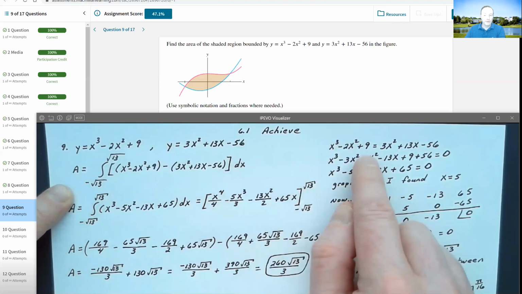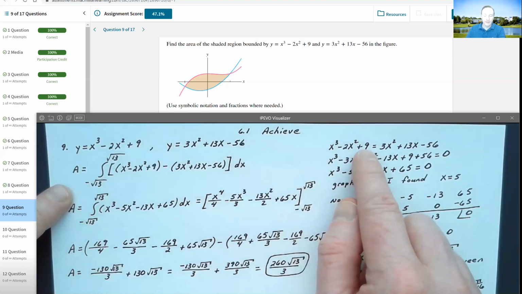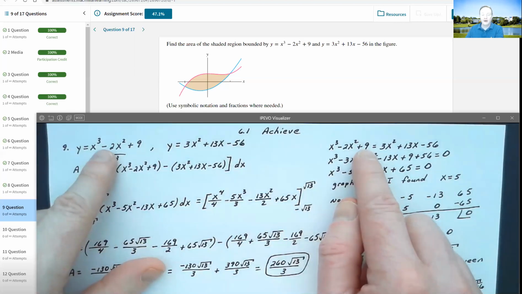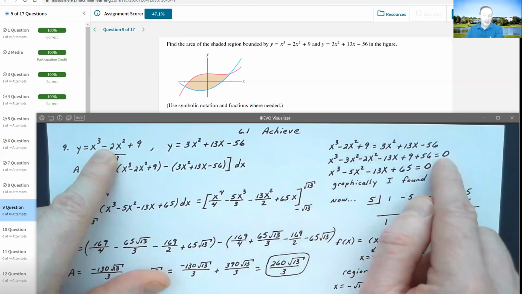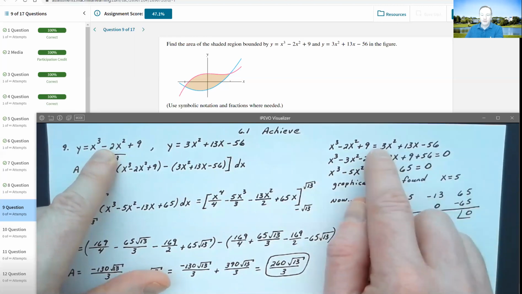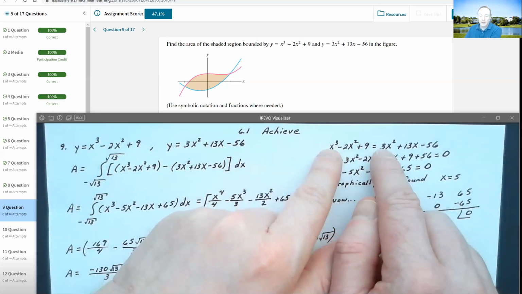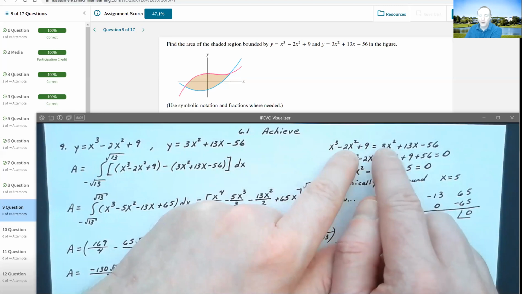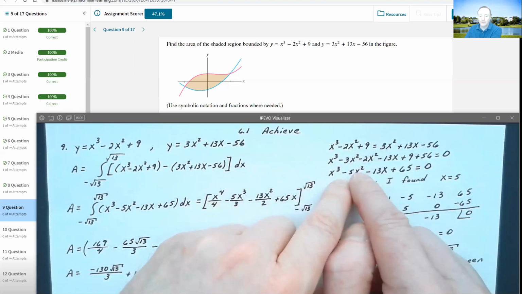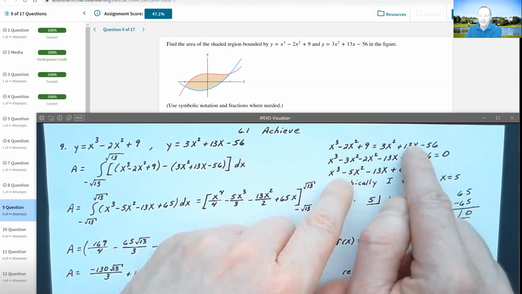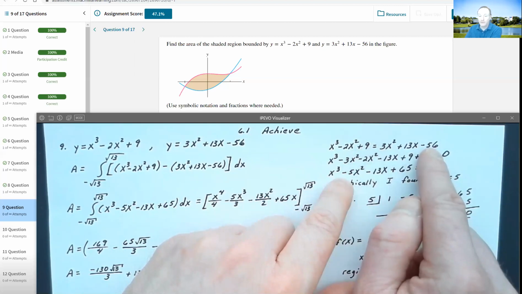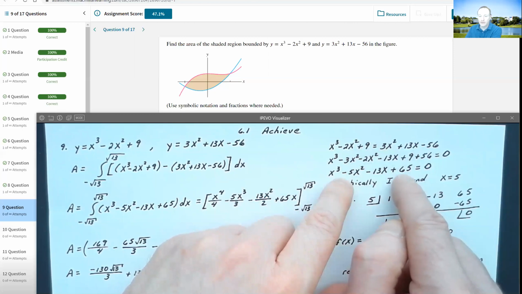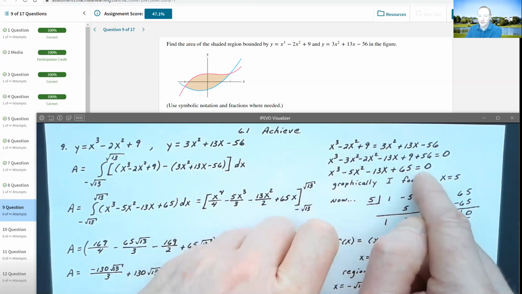So I have to go over here to the side and do some algebra. I need to find out when this cubic function is equal to that quadratic function. In order to do that, I get a side equal to 0. That's going to give me x cubed minus 2x squared minus 3x squared for a minus 5x squared, minus 13x, then plus 9 plus 56 for a total of plus 65. We set that equal to 0.